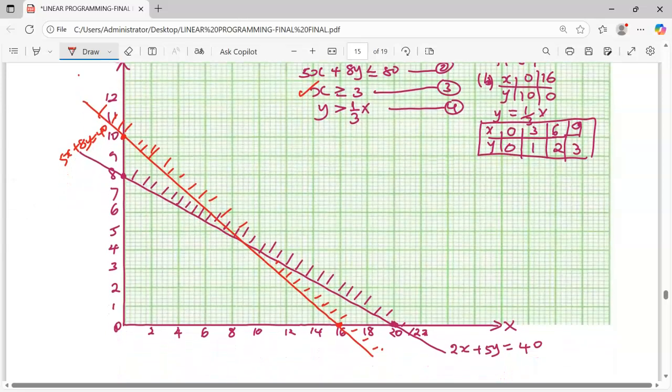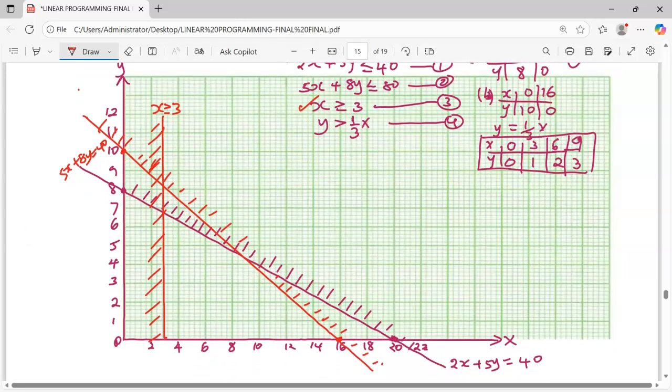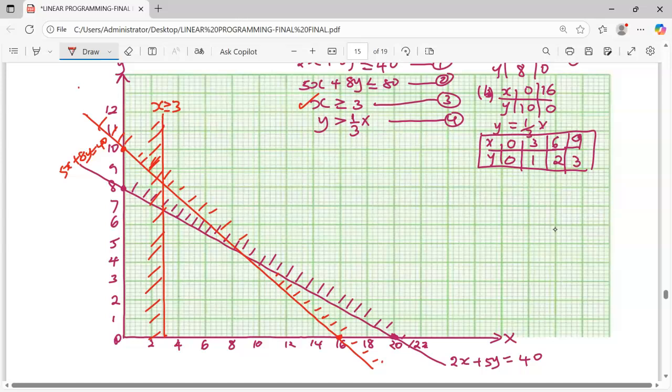So again, we are going to go to where we have 3 and draw this line. 3 is midway between 2 and 4. So we are going to draw a straight line this way and shade. This is where we have x is greater or equal to 3. So we are going to shade the region behind.